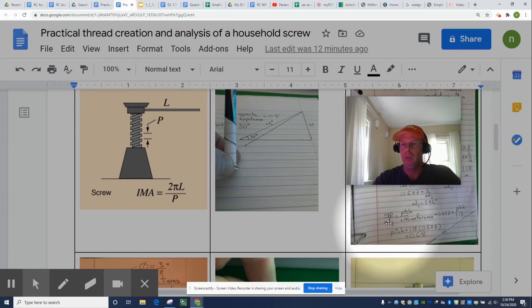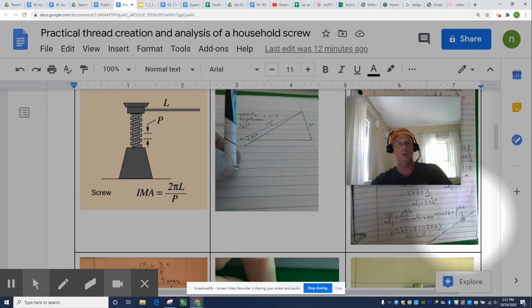So tangent of theta is opposite over adjacent. That also equals the pitch divided by the circumference. So you set 0.577 equal to the pitch divided by the circumference of your pin right here. Looks like my pin's diameter was 3/16. That gives you a circumference of 1.18 inches. And you just multiply that ratio by the circumference to get the pitch.